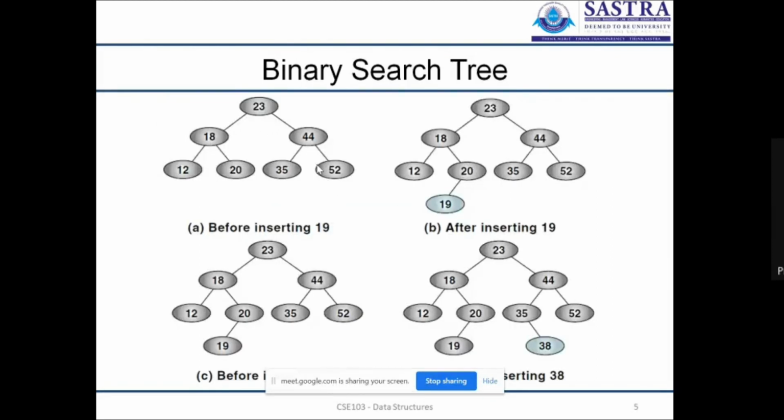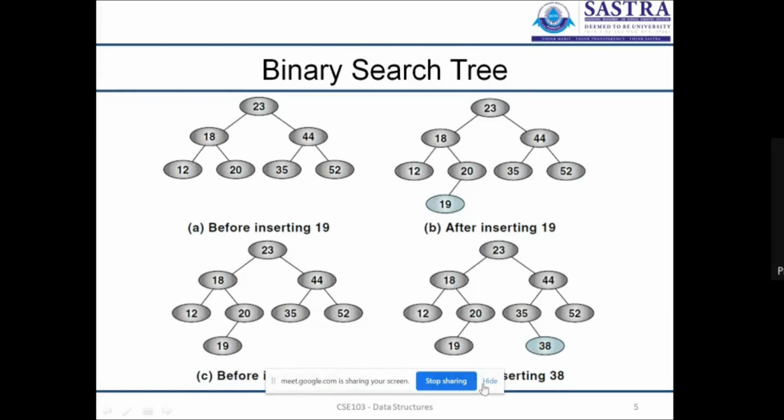Let us discuss here. Suppose this is the given binary search tree: 23, 18, 12, 20, 44, 35, 52. If we are planning to insert 19, first we compare 19 with 23. 19 is less than 23, so go to the left subtree. Compare 19 with 18. 19 is greater than 18, so traverse the right subtree. Again compare 19 with 20. 19 is less than 20, so go left. Here, left of 20, we insert the new node 19. See here, 19 is inserted in this place.